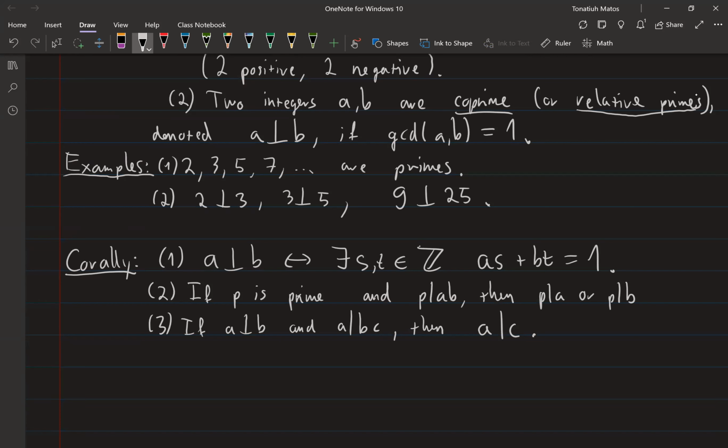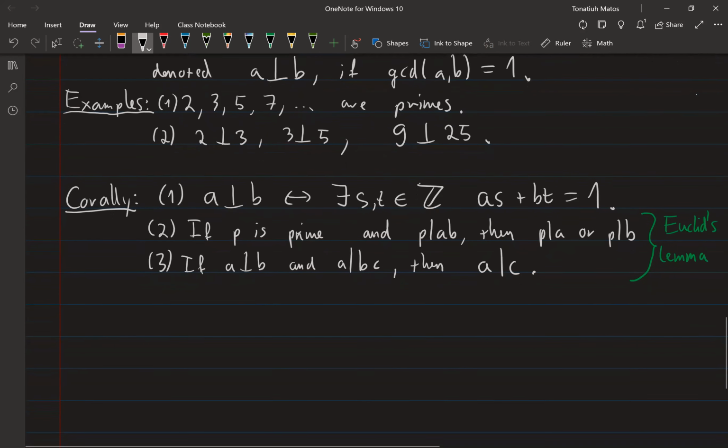Now, these two statements, maybe add this in green, these two statements are different, but these are both known independently as Euclid's lemma. Depending on what textbook you're reading, one of these two will be what's called Euclid's lemma. This is known much, much earlier than Bézout's identity. But we're going to prove this using Bézout's identity, and it will save us a ton of time, believe me. Okay, so maybe let's prove this.